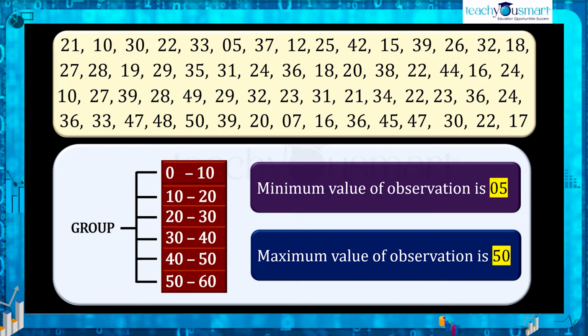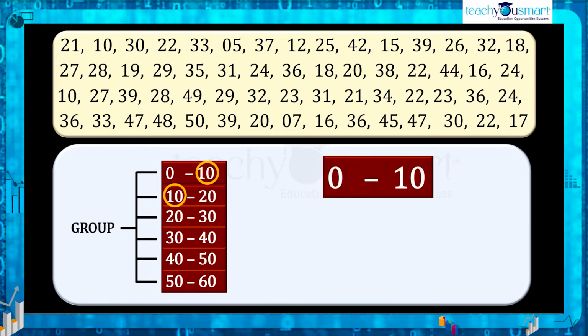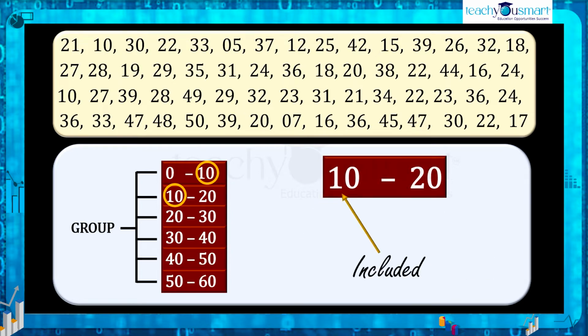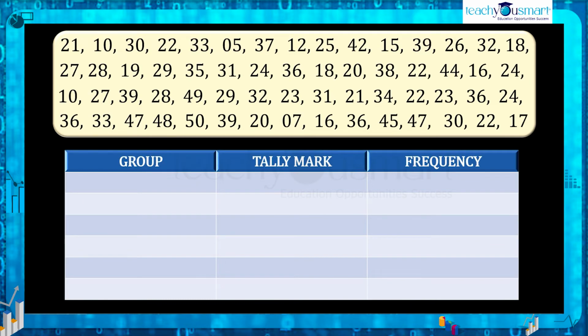Look at these groups, 0 to 10 and 10 to 20. Is the observation 10 common to both the groups? No, in a group, the lower number is included, and the upper number is excluded. That is, observation 10 is included in the group 10 to 20. So in the group 0 to 10, there are observations up to 9. The marks obtained by the students between 0 and 10 are 5 and 7. Therefore, the frequency is 2.